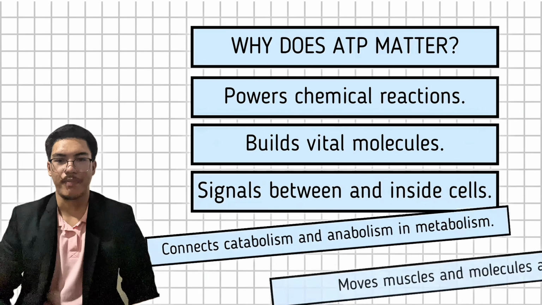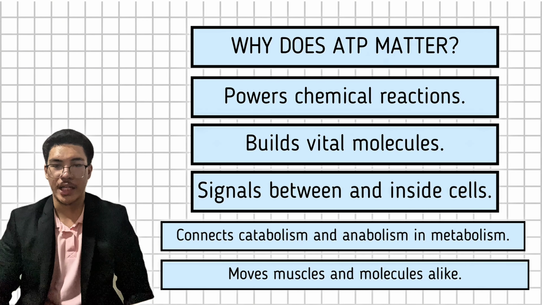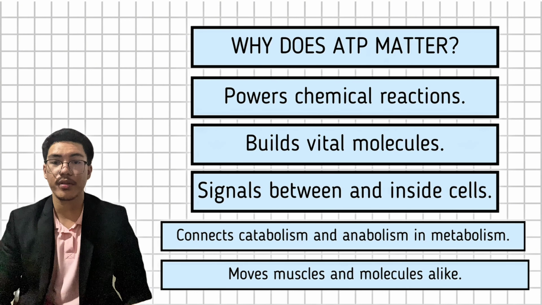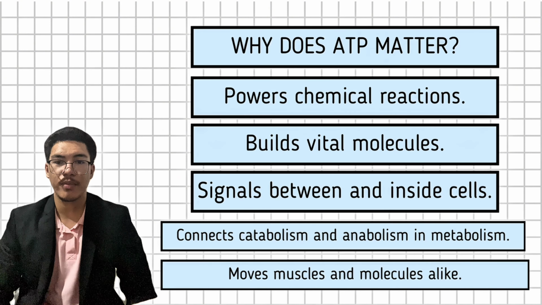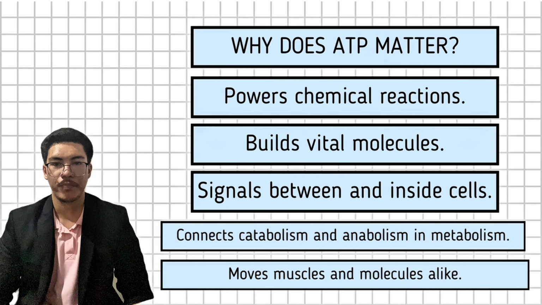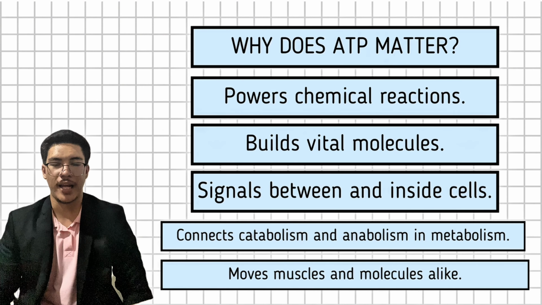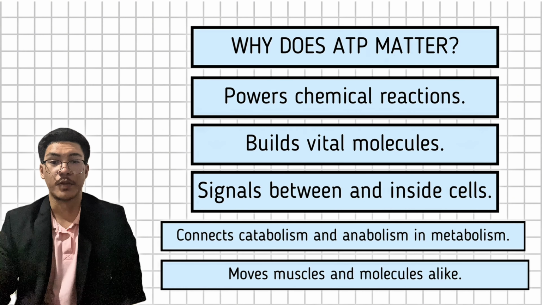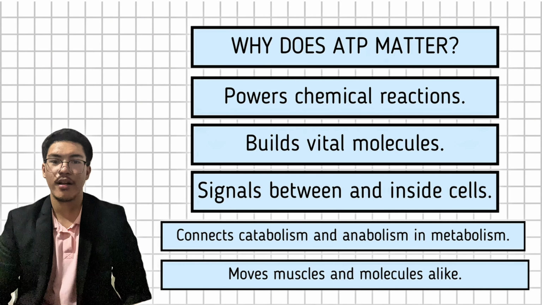So why does ATP matter? ATP powers chemical reactions. It builds vital molecules. It signals between and inside the cells. It connects catabolism and anabolism in metabolism. And it moves muscles and molecules alike. That's why we call ATP the energy currency of the cell. Because without it, life wouldn't run, not even a little.